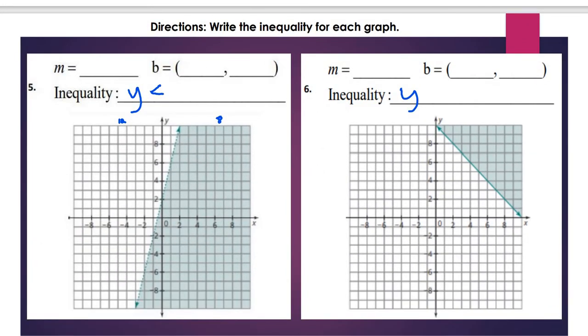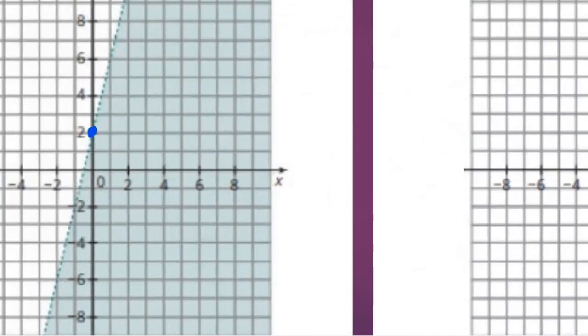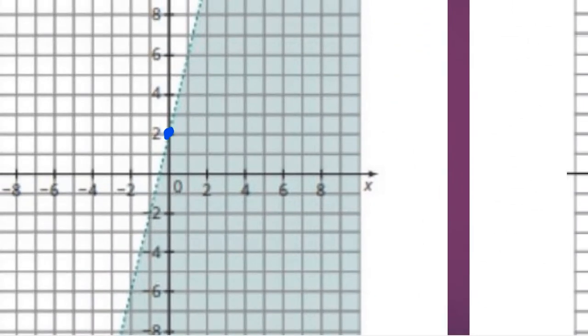Now, when I look at this right here, the first thing I'm going to do is find the y-intercept. The y-intercept is at 0, 2. And then I have to find the slope. So to find the slope, I'm going to find a corner. And here's a corner. That line is going through this corner, going through this corner. And I can draw a triangle. It doesn't matter if you draw above or below.